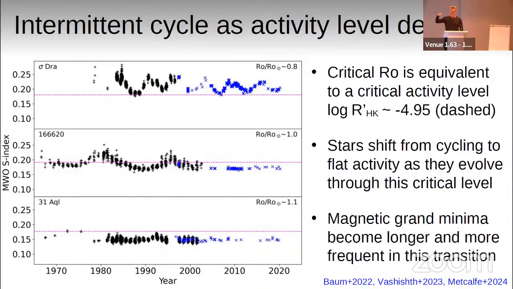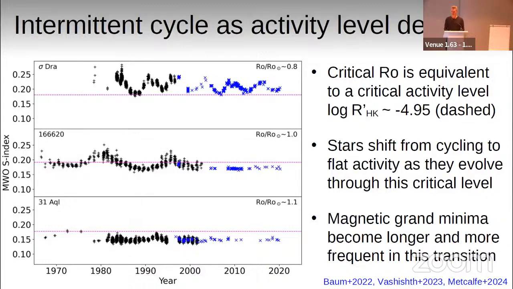But then eventually, evolving towards the subgiant phase like 31 Aquilae, the average activity level eventually gets so far below that critical level that even the most extreme active regions that are like anti-Joy or anti-Hale cannot kick the dynamo between the cycling and non-cycling phases. So it's too far below for even the most extreme events to do that. And you go into a permanently flat activity phase that we see in a lot of these old solar-type stars in the Mount Wilson survey.